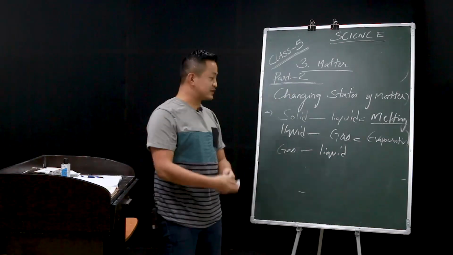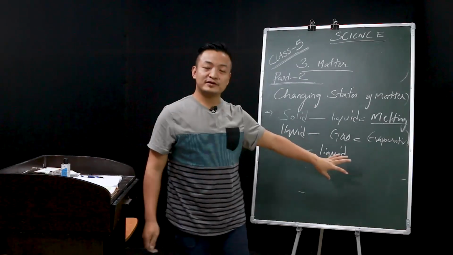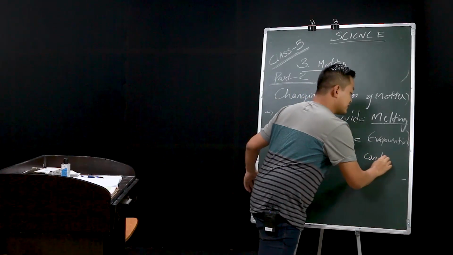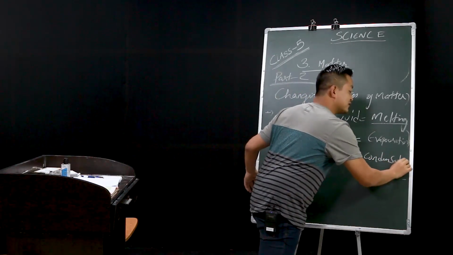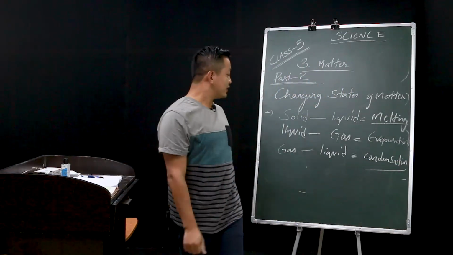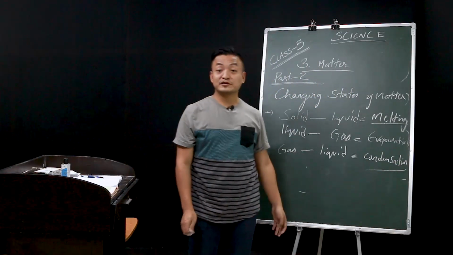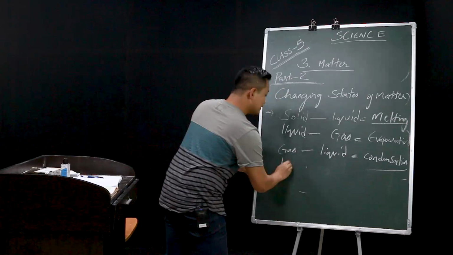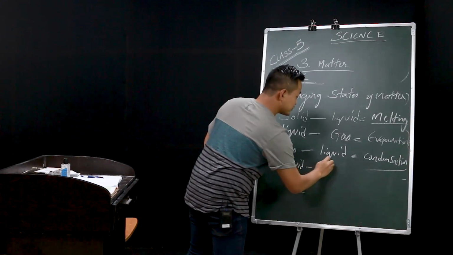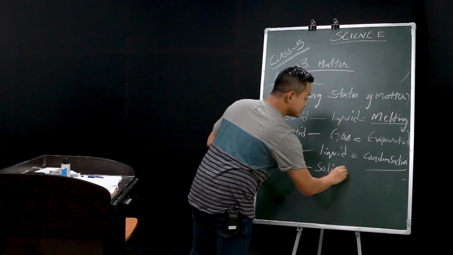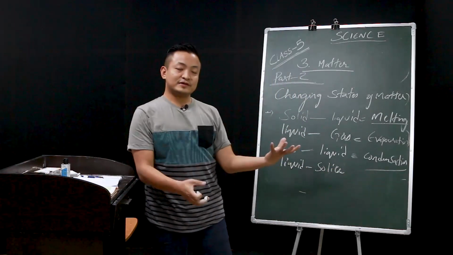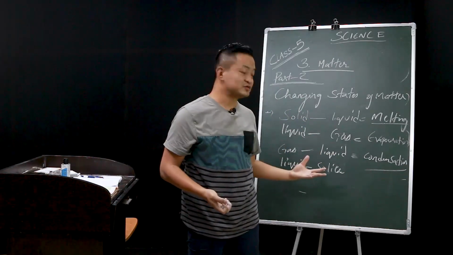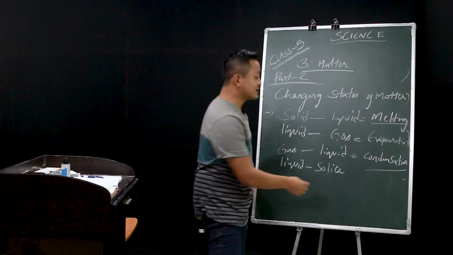Now in reverse, from gas to liquid, we call it condensation. One example of gas to liquid can also be in the form of rain. Clear? Now, from liquid to solid: if you keep some water in an ice cube tray in your refrigerator, it will change to solid, right? So that is known as freezing.